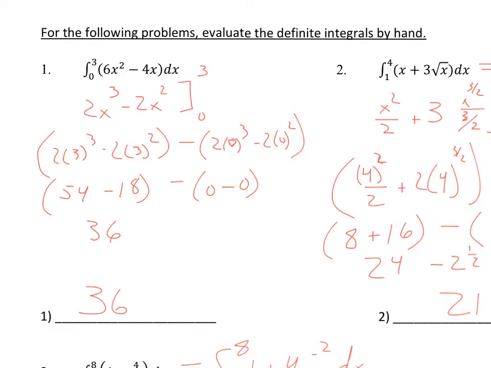The integral of 6x squared would be 6x cubed over 2, or 2x cubed, minus 4x squared over 2, or minus 2x squared. You plug a 3 in for your x values under this first part and subtract what happens when you plug in 0. Over on the left, we get 54 minus 18. On the right, we get 0 minus 0. This ends up just being 36.